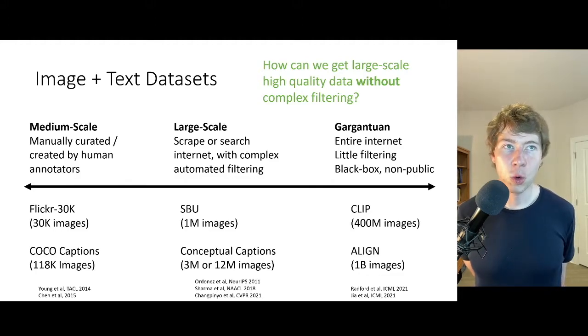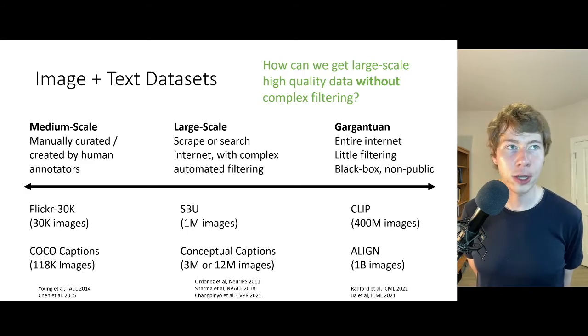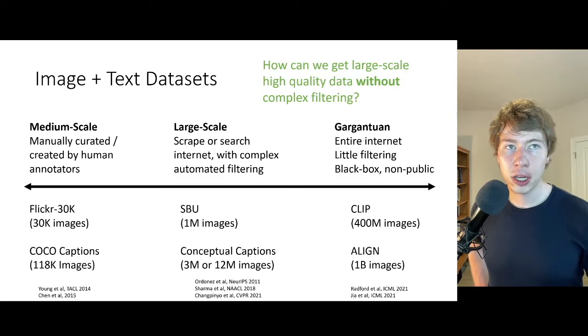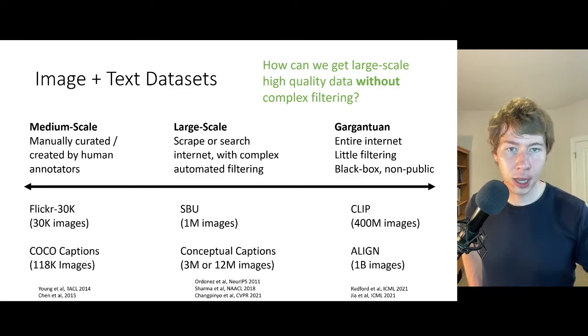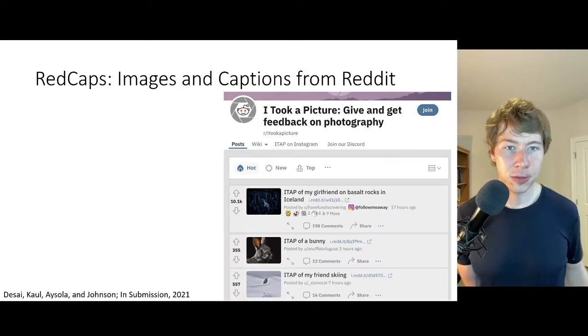So we were left with this question: if we want to continue pushing this direction of learning visual representations from language, then what's a good source of data? Is there some way that we can get large-scale, high-quality data without complex filtering that relies on the use of visual classifiers under the hood? Our solution here was to build a new vision and language dataset that we're unveiling here for the first time, called RedCaps, which consists of images and captions from Reddit.